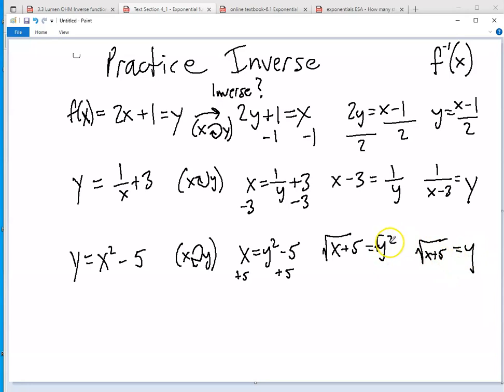One little thing you have to make a note of here. Remember, is there more than one possible answer to square root of y squared? There is a plus or a minus. Negative 2 squared gives me 4, and 2 squared gives me 4. So to be super proper, I would say y equals plus or minus square root of x plus 5. This is a little weird, and that gets back to our issue of the one-to-oneness. Is square root one to one?